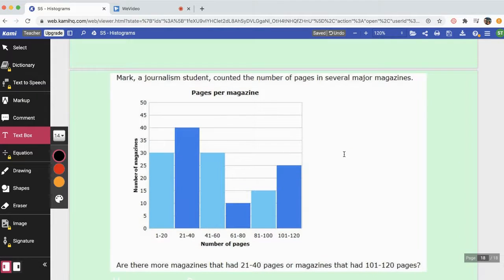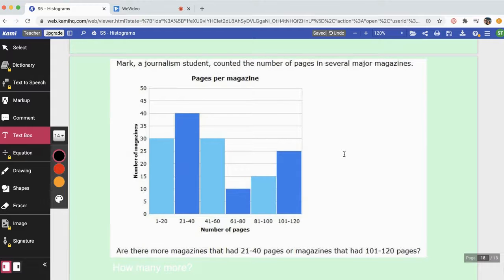Okay, pause it and try this one and then see if your answer matches. Mark, a journalism student, counted the number of pages in several major magazines. Are there more magazines that had 21 to 40 pages or magazines that had 101 to 120 pages?